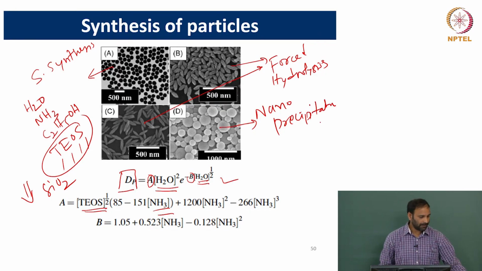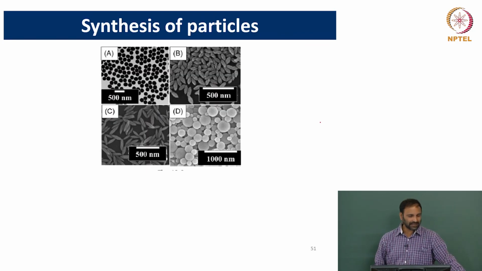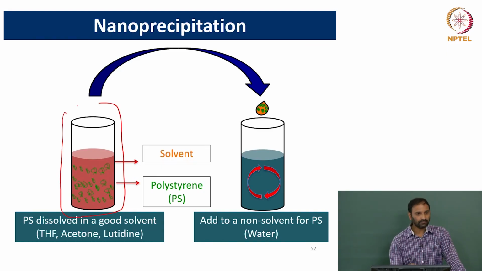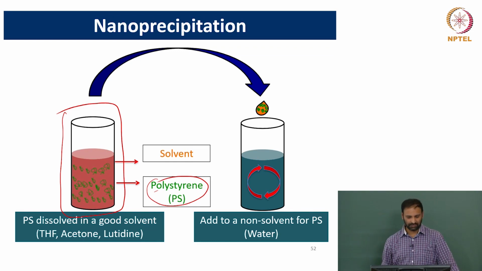Okay, it's a very simple process. All that it involves is that I take a solution of a polymer. It could be polystyrene, it could be PMMA or PVA, any polymer. It doesn't matter. That is dissolved in a solvent so that I get a homogeneous solution of this polymer in the solvent.